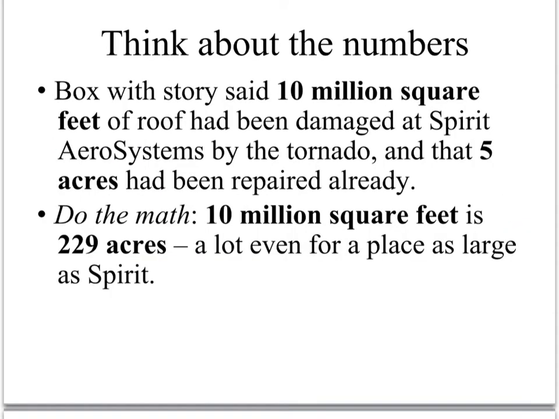Here's another example of that. When the tornado hit Wichita in the spring of 2012, Spirit Aerosystems, which is a big plane maker in town, took the brunt of the damage. And we had a box with a story that said 10 million square feet of roof had been damaged. Okay, that's a lot, but they build planes. They have big hangars. It's a lot. They were all excited because 5 acres had already been repaired.